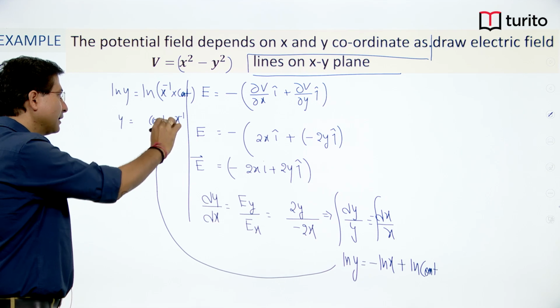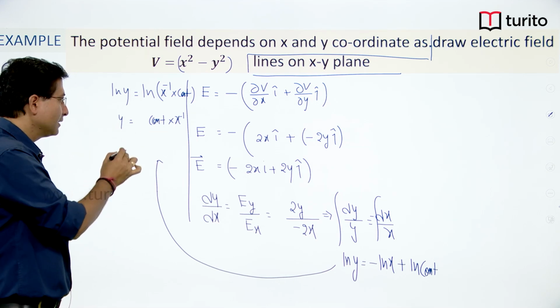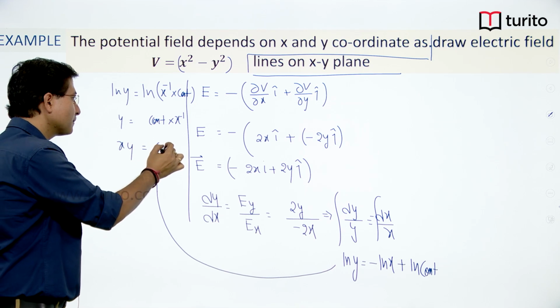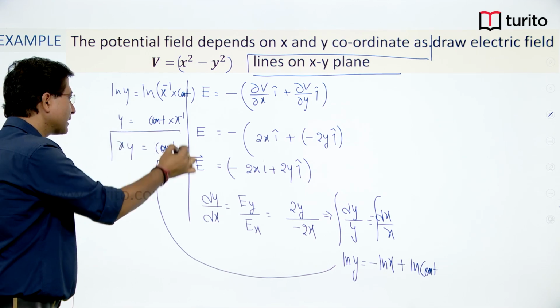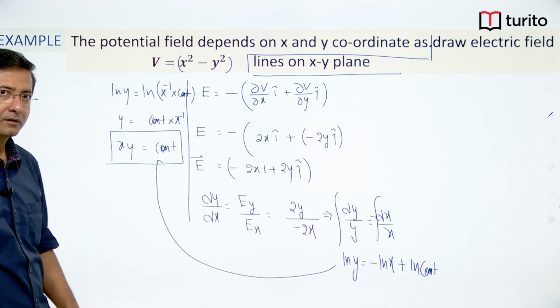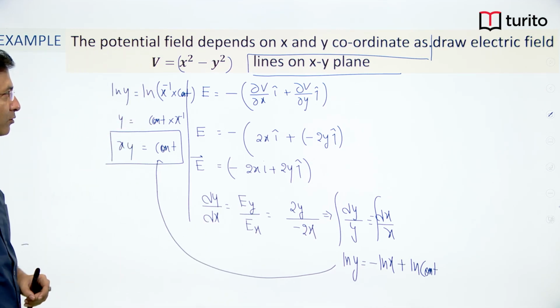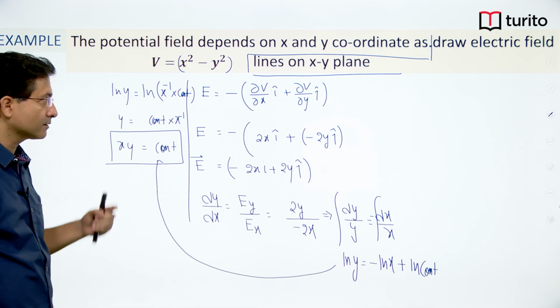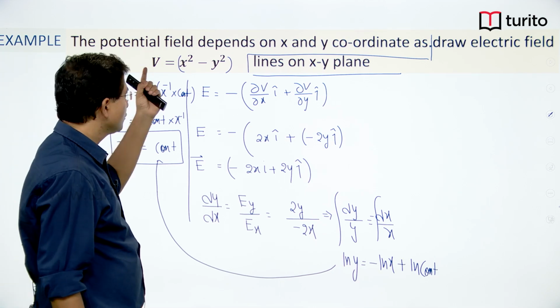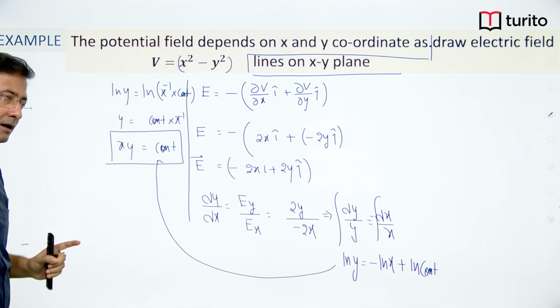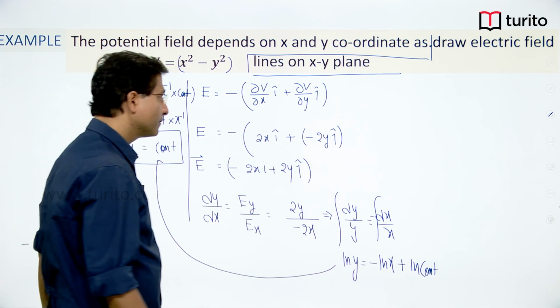power minus 1, and if I take x to the other side, this will become xy is equal to constant. This is the equation of a rectangular hyperbola. So, in a space, due to this potential variation, you will be getting a rectangular hyperbola. Let us plot it.